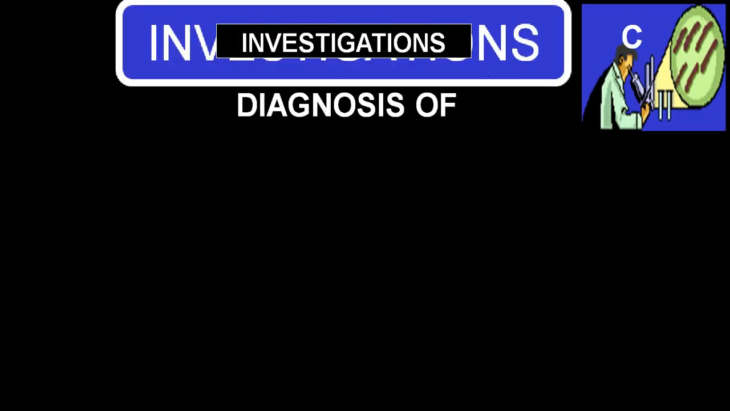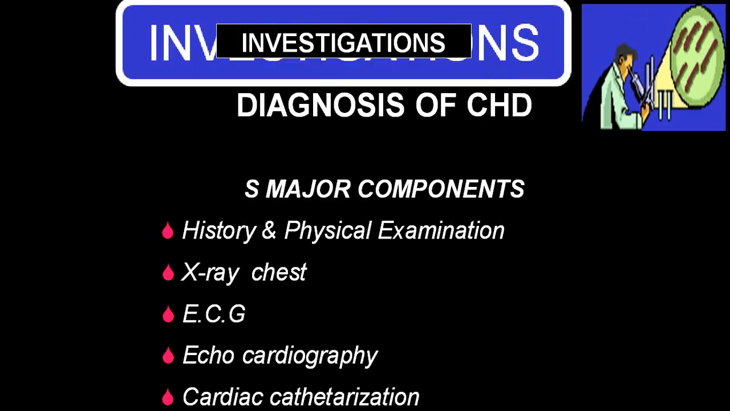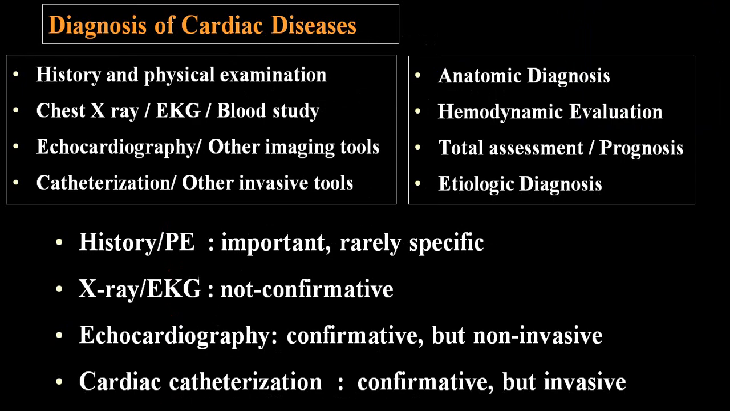And as far as investigation is concerned, the main important investigation again is history and good physical examination, followed by X-ray chest, ECG, echo, and then last is cardiac catheterization. By and large, from ECG, echo, and X-ray chest, the diagnosis is almost nearly confirmed. And if it is still not identifiable, then you can go for cardiac catheterization to find out the exact defects. So those will be the 4 investigations: X-ray, ECG, echo, and cardiac catheterization.